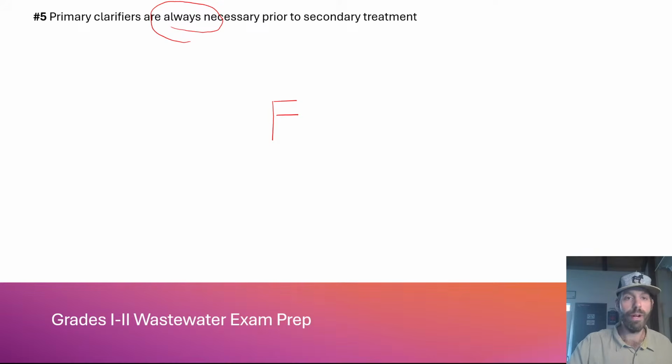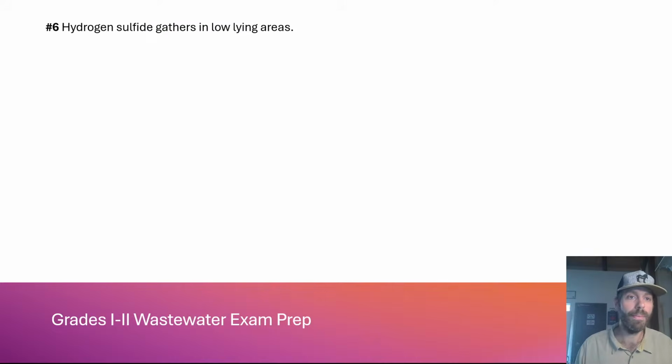I'll do one more true false and then we'll go to the chat and see if there's anything going on there. Hydrogen sulfide gathers in low-lying areas. Hydrogen sulfide gas gathers in low-lying areas. True or false?